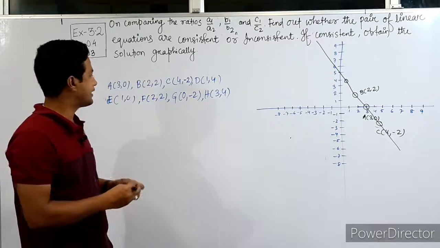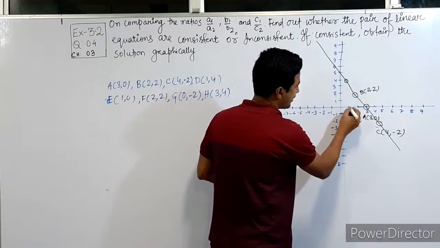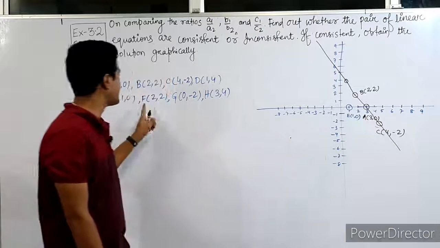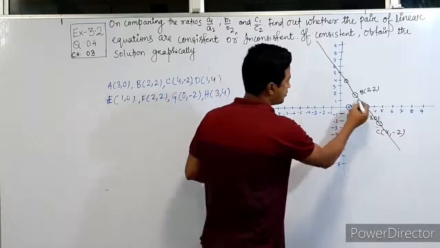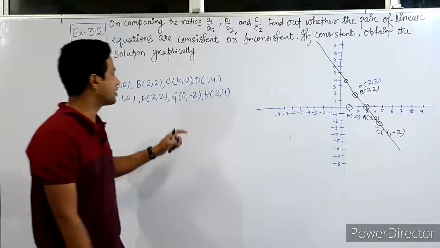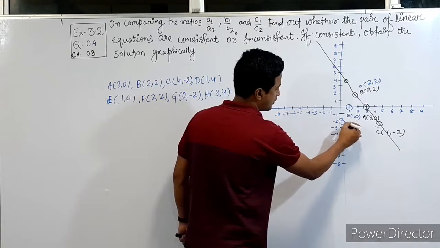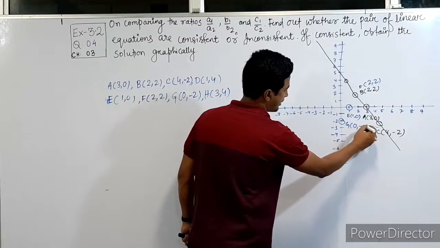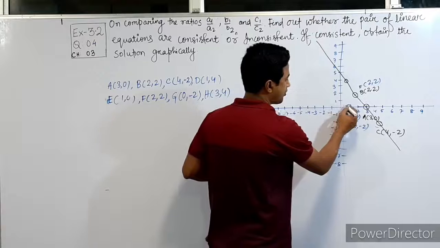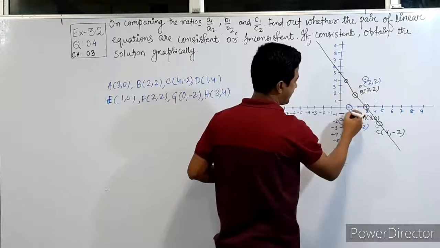Now go for the second set of points, that is E (1, 0). Start from here. This is 1 and this is 0. This is the first point, E (1, 0). Now go for the next one, that is F (2, 2). This is the same point, F (2, 2). Now let's go for the third point, that is (0, minus 2). This is 0 and this is minus 2. Now the last point, H is equal to (3, 4). Start from here, 1, 2, 3, then go up 1, 2, 3, 4. Now join the line.